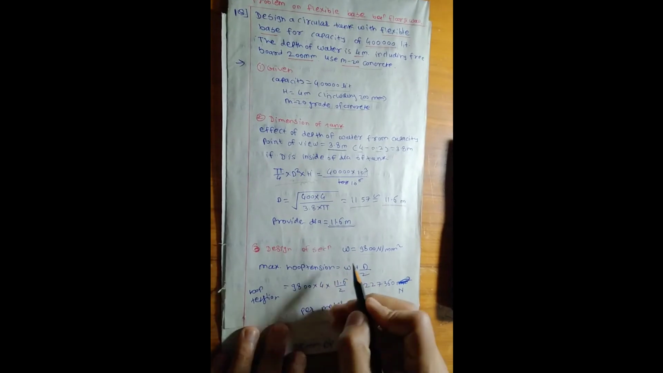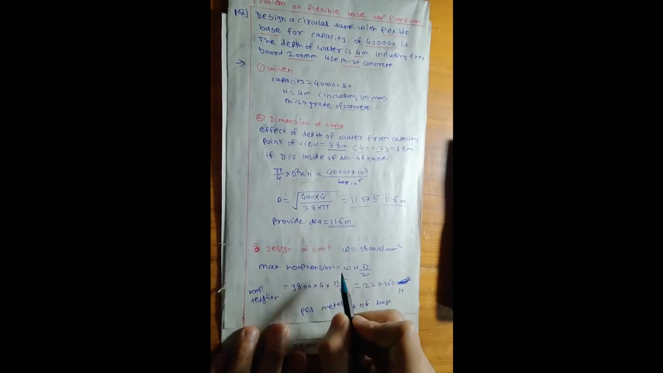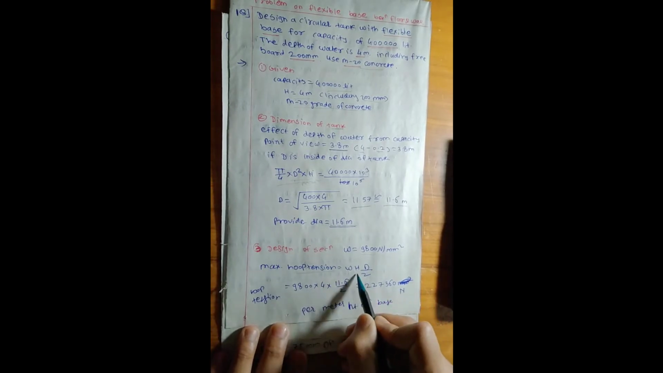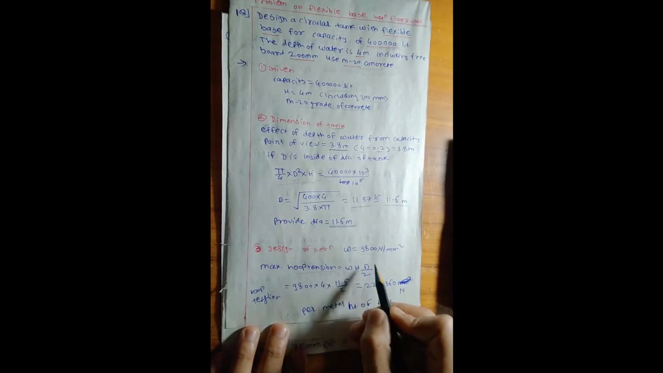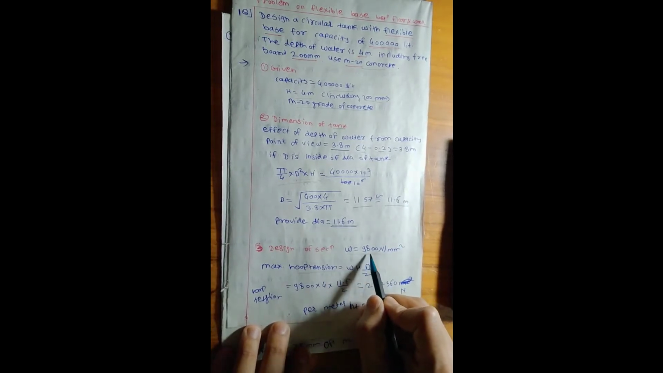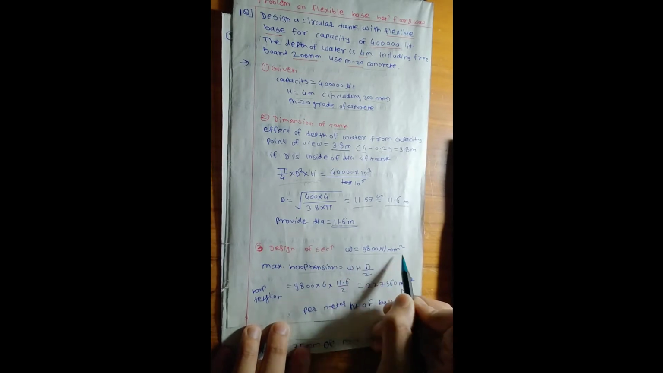In the design of the section, we first have to find out the maximum hoop tension per unit meter of the height. So WH into D by 2. The W is equal to the density of the water. We know the density of the water is 9,800 Newton per meter cube.